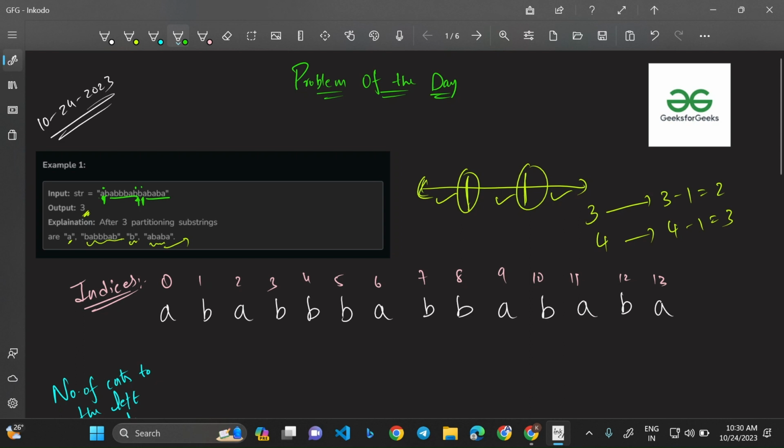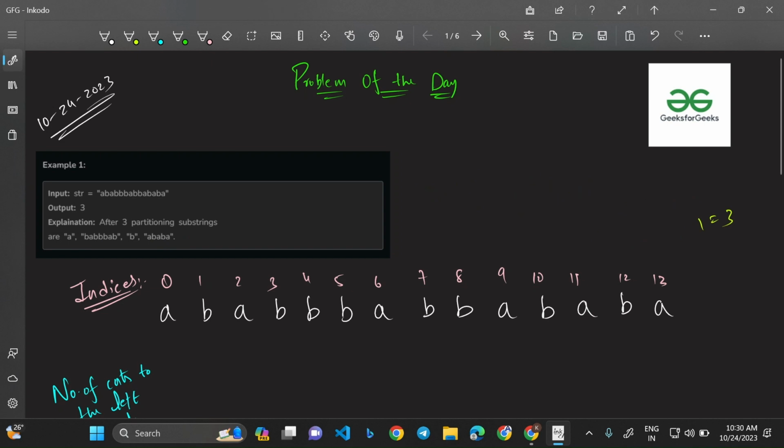So the main point to realize here is that the partition resulted in 4 substrings because we had done 3 cuts. 3 cuts resulted in 4 substrings, 5 cuts would result in 6 substrings. Very obvious thing, just to make sure you are understanding how we got 3 cuts and 4 substrings.